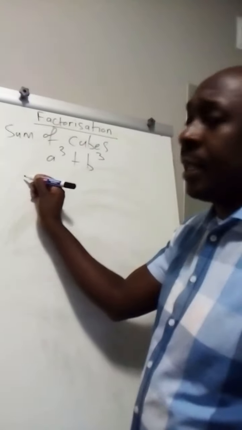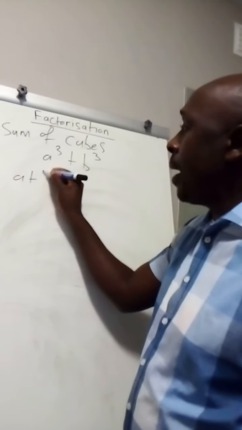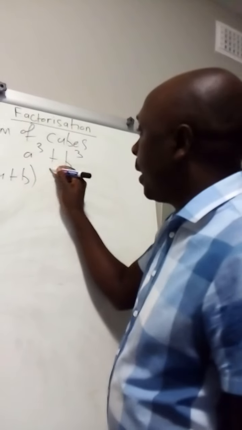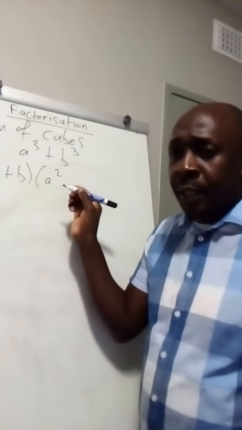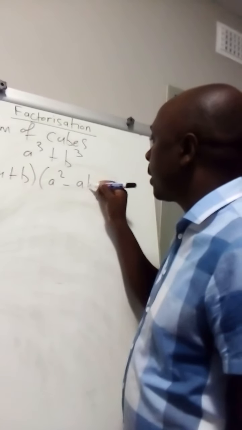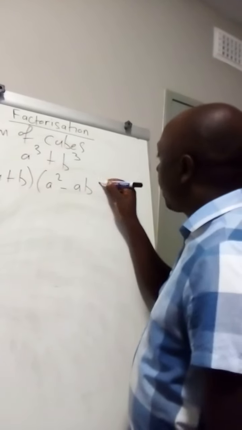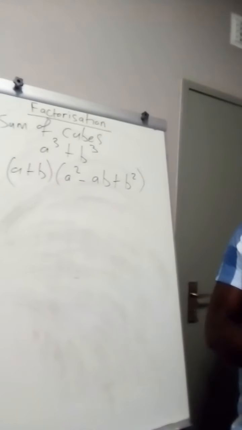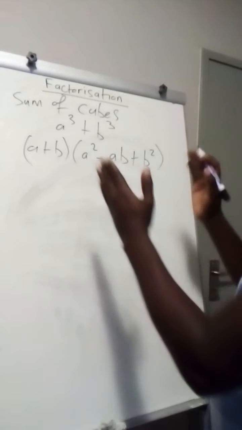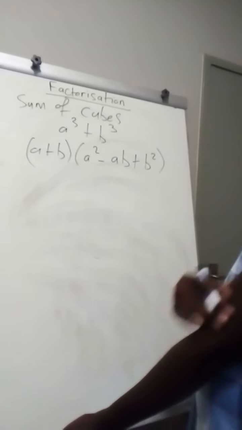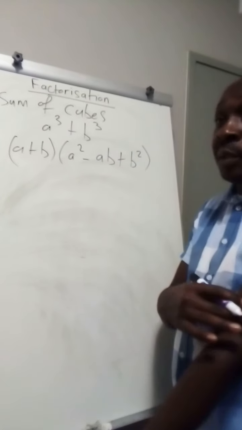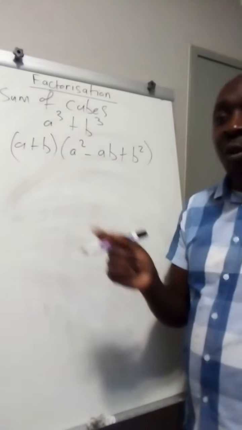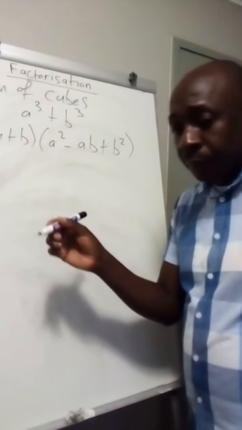The formula is (a plus b), then we are left with (a squared minus ab plus b squared). So this is the order of the sum of cubes. That's how you handle cubes. Okay, let's move on to something else.